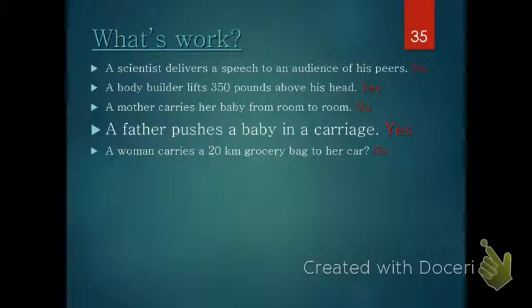Okay, father pushing a baby in a carriage. Yes, that's work because he's pushing the baby a distance. He's applying a force to move the baby, and the baby's moving in that direction. Okay? Same thing, a woman carries groceries to her car, because she's carrying it, right? Because she's not pushing it, it's not considered to be work because the force and the distance are not going in the same direction.